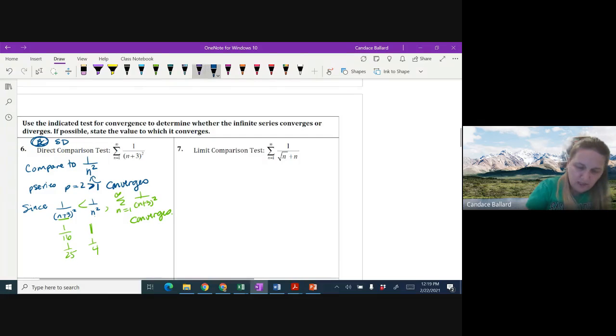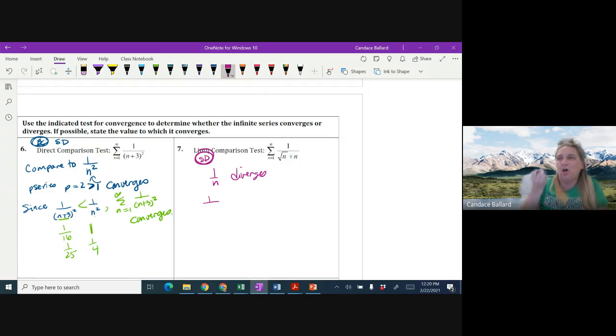Okay, so let's pretend 1 over n. I'm going to write this down, but I'm going to erase it in a minute. All right, so we know if we used 1 over n, we would have gotten diverges, right? Because that's harmonic. We know the harmonic one diverges. It's also p equal to 1. So if it diverges, it needs to be smaller. So 1 over n needs to be the smaller series, okay? So I'm comparing to this guy.